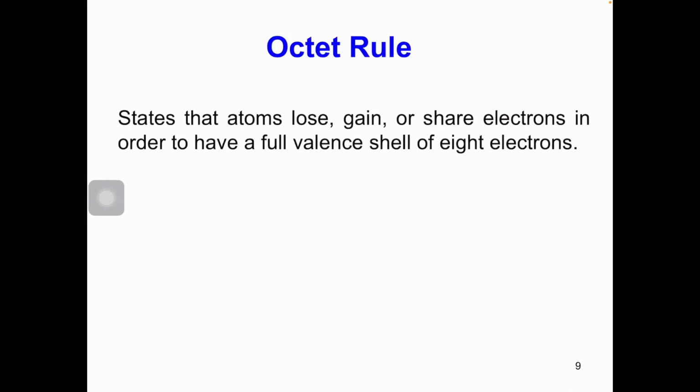Okay, so next, what is octet rule? So kena tahu apa dia octet rule. You do know about the octet. So what is actually octet rule? Dia adalah octet rule menyatakan atom lose, gain or share electron in order to have a full valence shell of 8 electrons. So kalau octet rule, kita familiar dengan perkataan 8 electrons. Okay, kita kata dia octet ke ataupun tak octet.